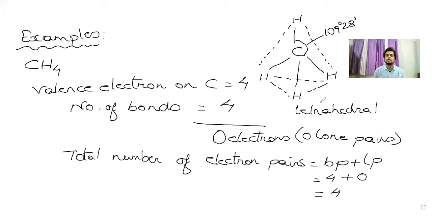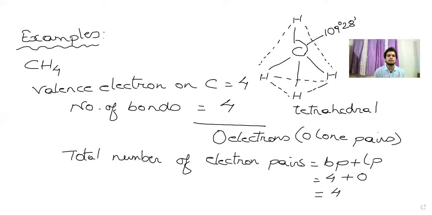Like for entrance examination, obviously they will ask you which geometry CH4 will have. Then you just need to know that it's tetrahedral. So if you know how many electron pairs there are and what particular geometry they give you, then your determination is very, very easy. Okay, so that is how we need to go for it.